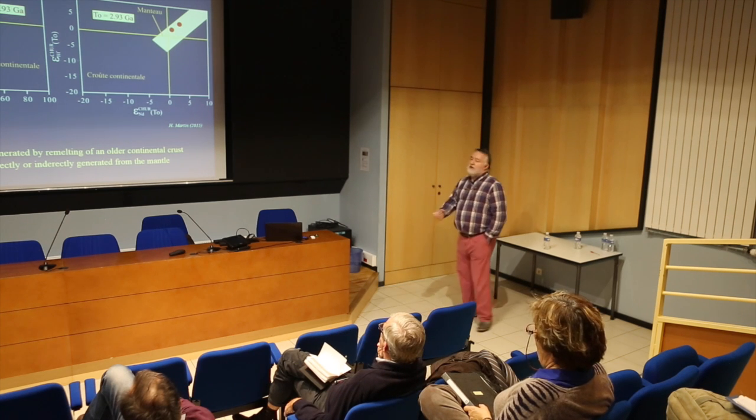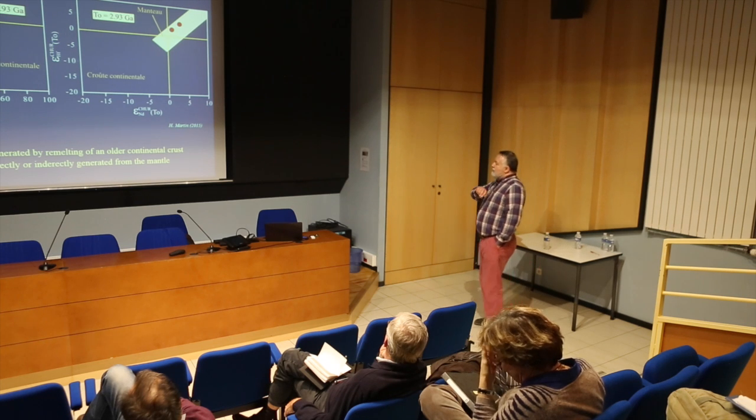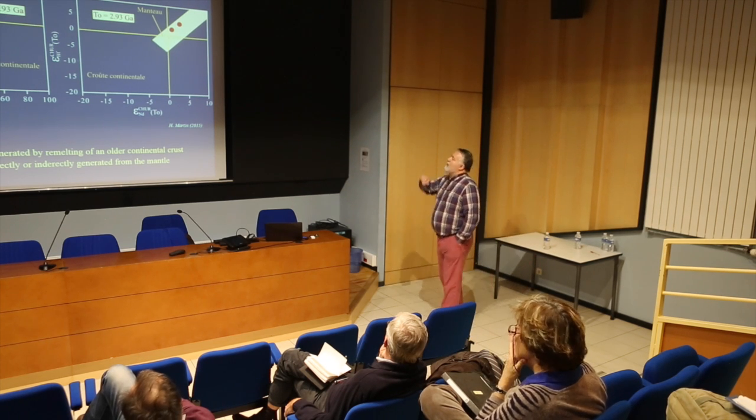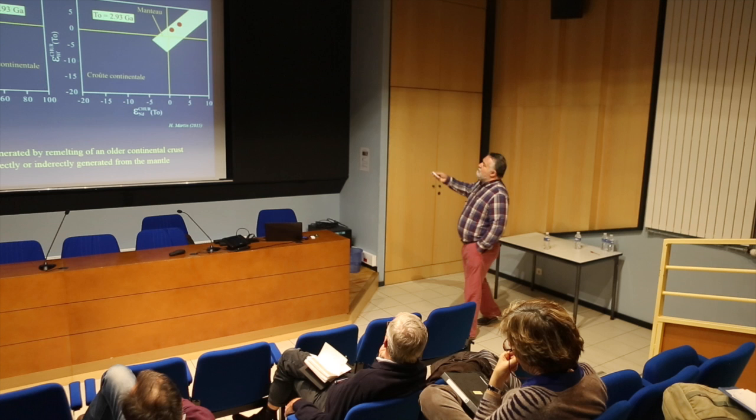This origin can be direct melting of the mantle or indirect melting of the mantle, but it is clear that this kind of diagram precludes an origin by melting of older continental crust. So we will try to explain the genesis of this TTG by melting of the mantle.